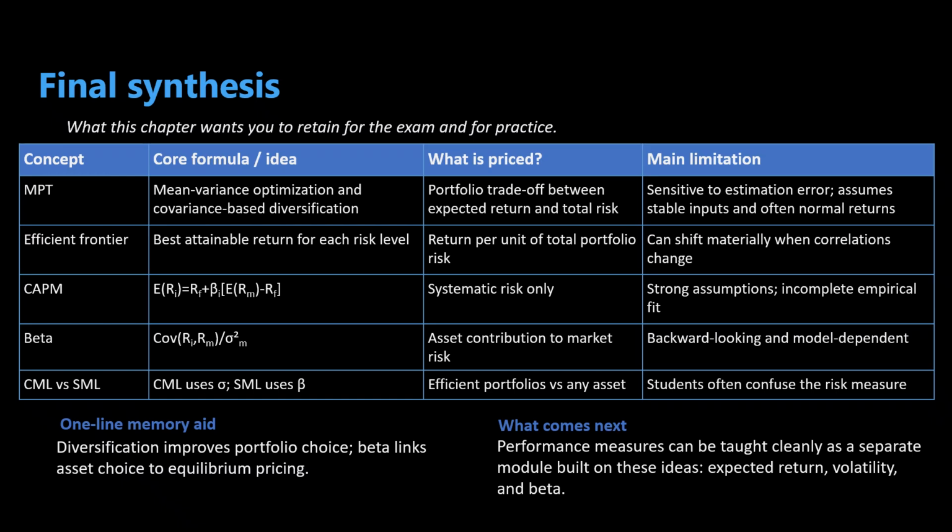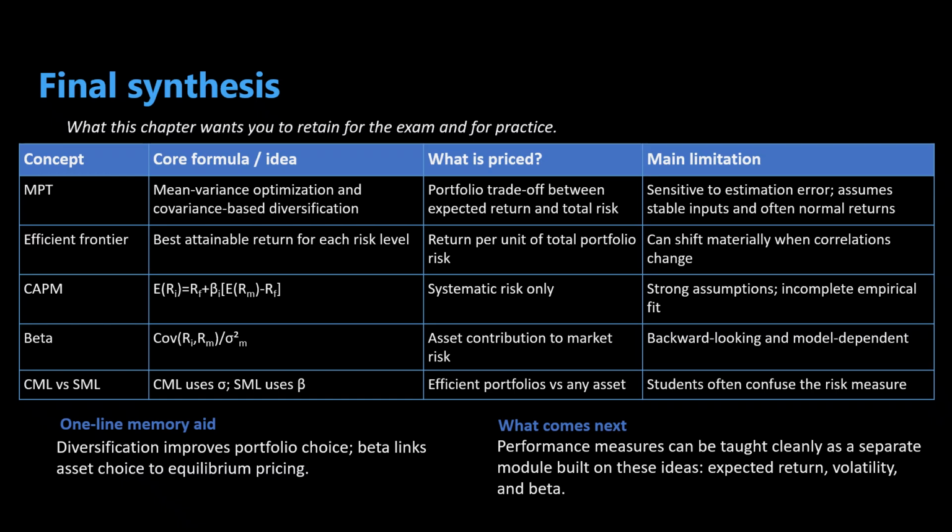Third, beta. Beta is the measure of systematic risk, defined as the covariance between individual asset return and market return divided by the variance of the market. It captures each asset's contribution to market portfolio risk. The main limitations are that it's backward-looking, model-dependent, and of course sensitive to methodological choices.